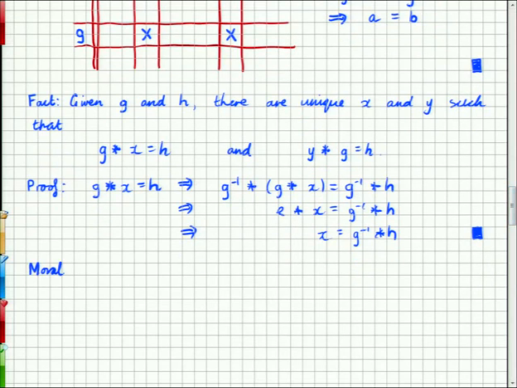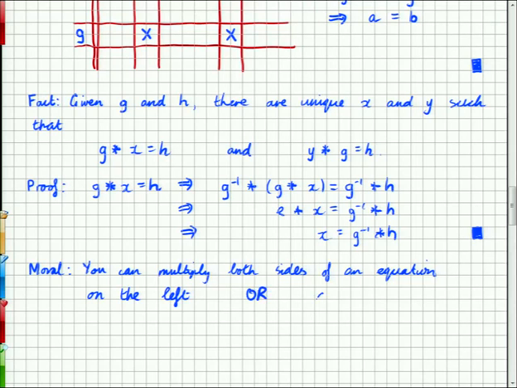So the moral of these last few facts that we've looked at is this. You can multiply both sides of an equation on the left or on the right. You have to do it consistently. Okay, and we'll finish there.